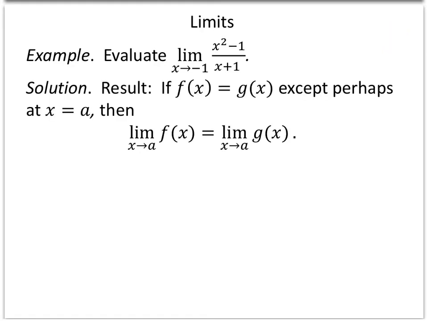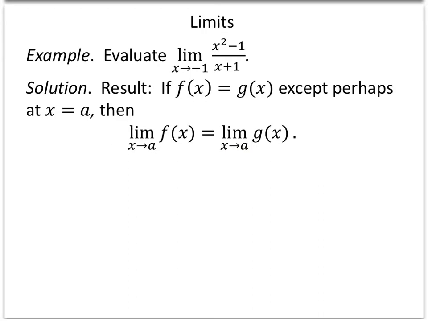Here's our result that we're going to use. Suppose we have two functions, f and g, and they're equal to each other, except perhaps when x is equal to a. So f and g are always equal to each other, except when x equals a maybe. If this is the case, then the limit as x approaches a of f of x and the limit as x approaches a of g of x will be equal to each other.